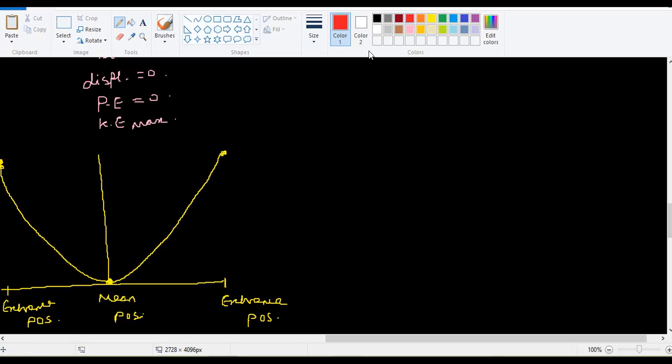Kinetic energy, what did we say? I'm going to use a different color. So kinetic energy at the extreme position will be 0. Mean position, we said it will be maximum. So it means the kinetic energy will look something like an inverted parabola. Okay. And suppose I keep adding the kinetic energy and potential energy at each point, you see here it is 0. So the red one is the kinetic energy. The yellow one is the potential energy.